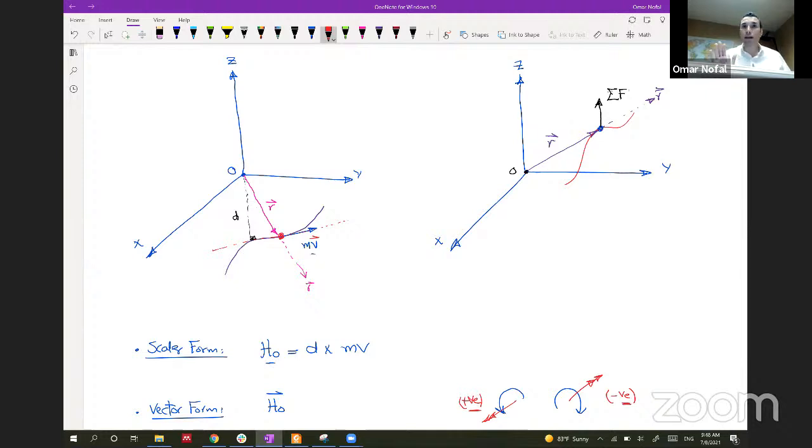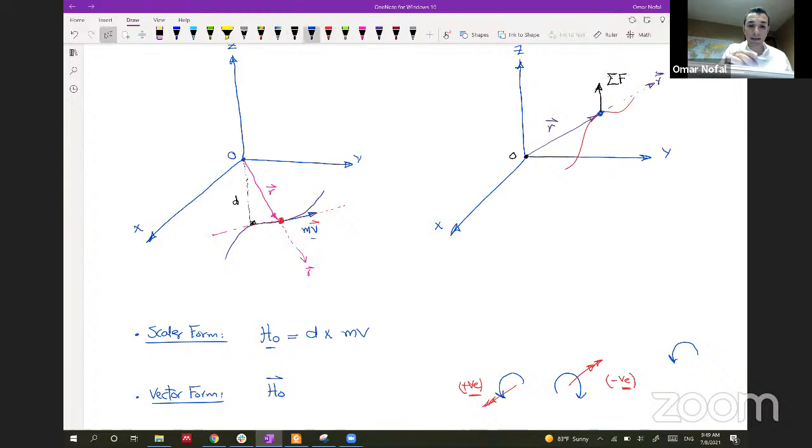For angular momentum, moment, angular velocity, angular acceleration, all of them are curled arrows like this. All you have to do is curl your fingers towards the arrow and see where your thumb points. If it's coming outside towards you, it's positive; if it's going inside the page, it will be negative.